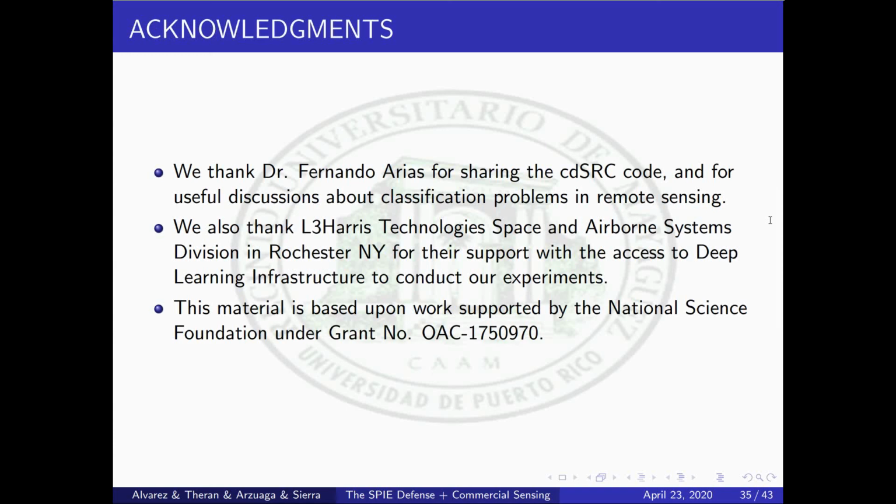We thank Dr. Fernando Arias for sharing the CDSRC code and for useful discussion about classification problems in remote sensing. We also thank L3Harris Technologies, Space and Airborne Systems Division in Rochester, New York, for their support with access to deep learning infrastructure to conduct our experiments. This material is based upon work supported by the National Science Foundation.